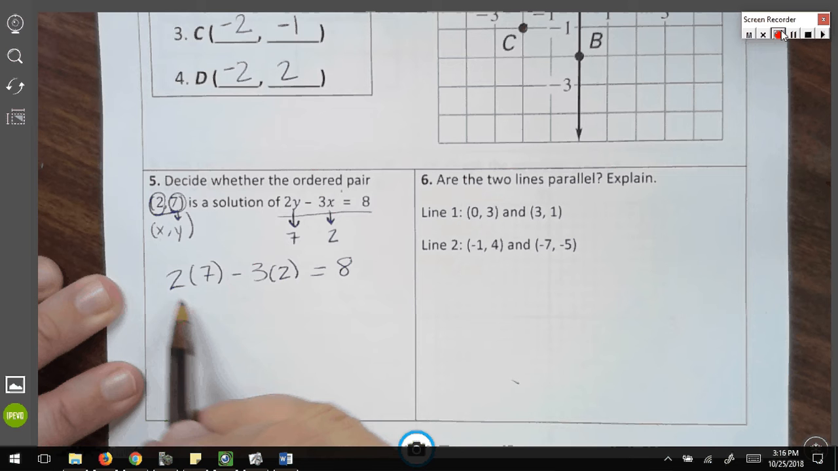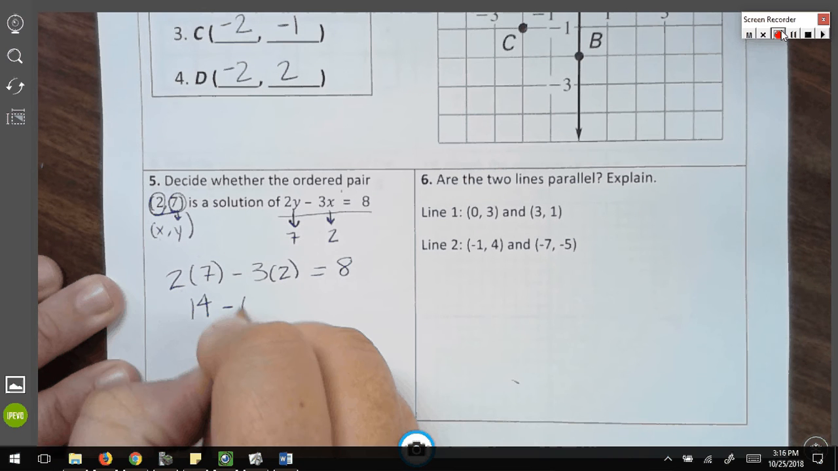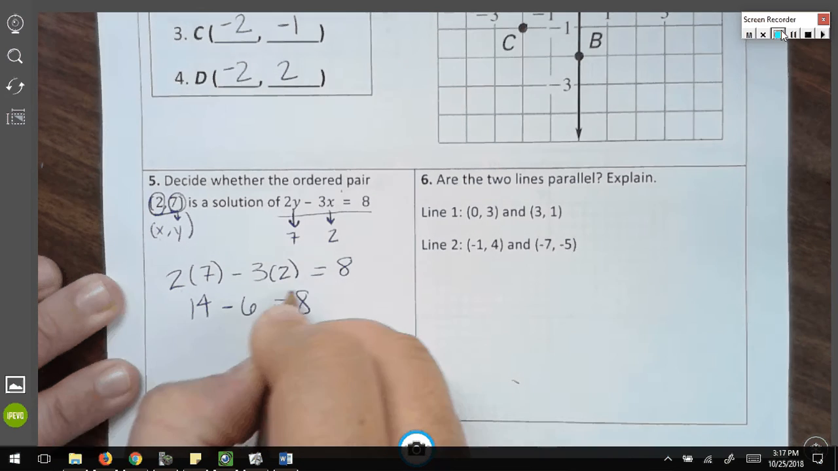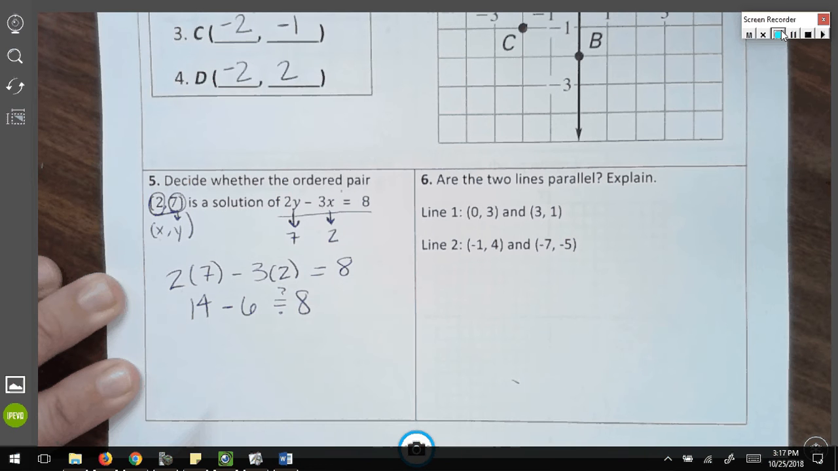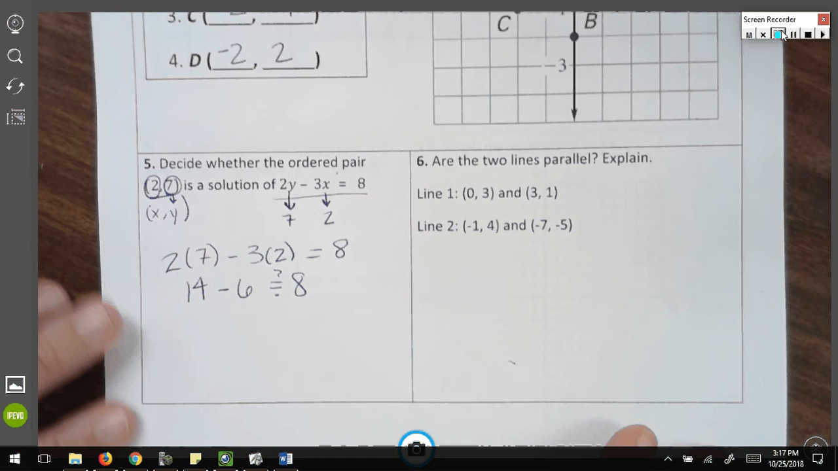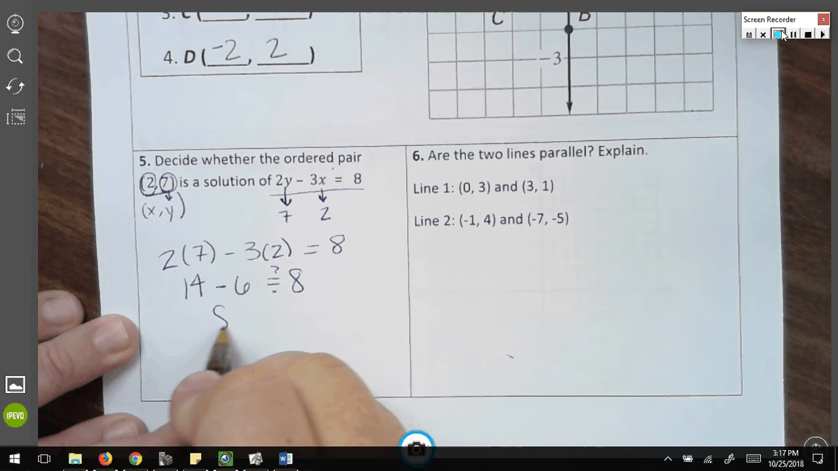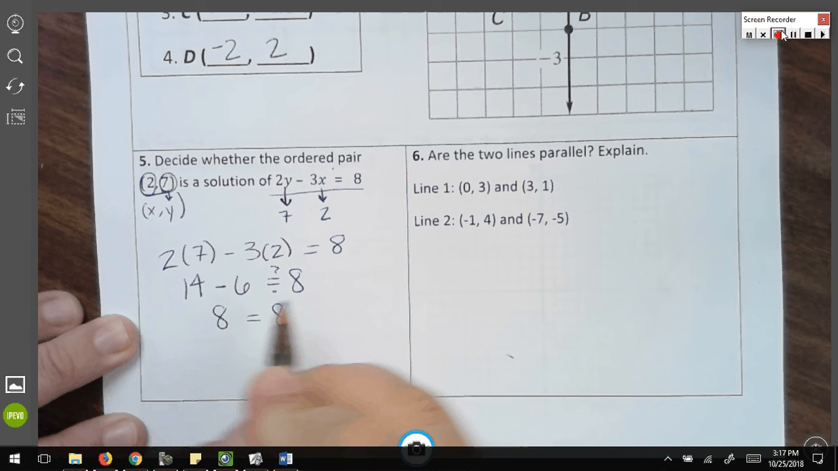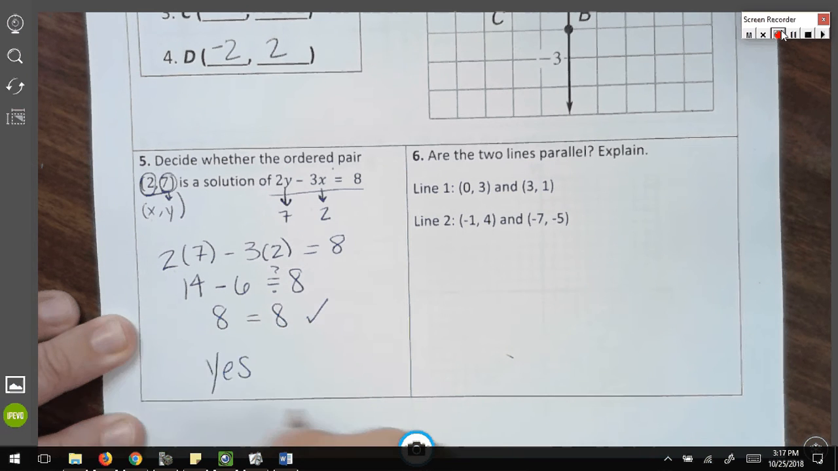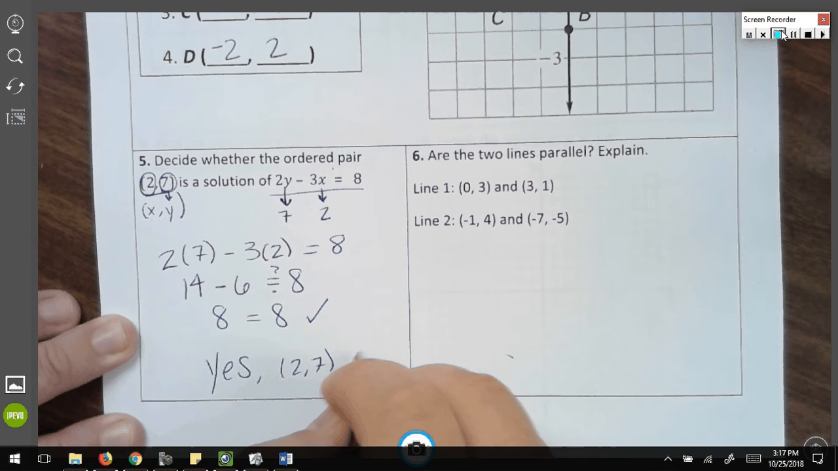2 times 7 is 14. 3 times 2 is 6. So this is kind of a question mark for me here. 14 minus 6 is 8. So 8 does equal 8. That checks. So yes, the point 2, 7 is a solution.